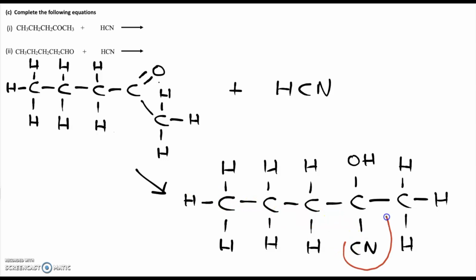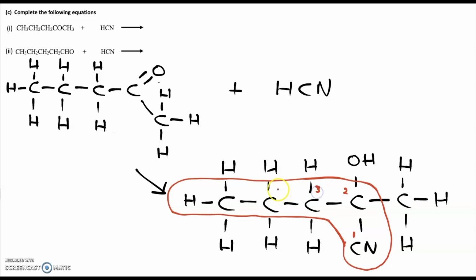would be as follows. What I have to do is find the longest chain that contains the CN group. So I'm going to circle this now. This is 5 carbons long, so this is going to be pentanenitrile, and I'm going to number the carbons. So the CN group is carbon 1. Now if I look at what's attached to this chain, I can see that I have an OH group on carbon 2 and I have a methyl group on carbon 2, a CH3 group. So this compound is called 2-hydroxy-2-methylpentanenitrile, and the hydroxy is written before the methyl because it's alphabetical order.